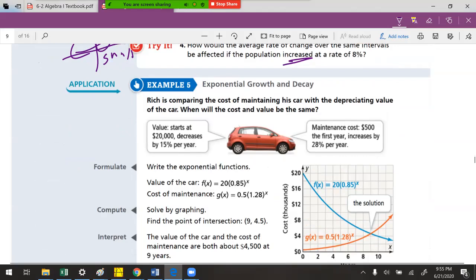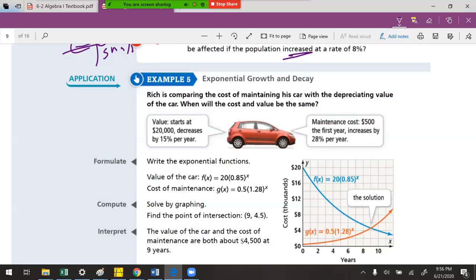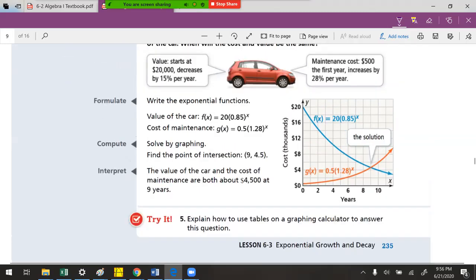Last one, okay? Rich is comparing the cost of maintaining his car with the depreciating value. You're starting at $20,000 and it decreases by 15%. The maintenance cost is $500 and it increases by 28%. So we need to graph those two functions. When they intersect is when they're both going to be the same. So at what year? It looks like around year 9, both the value of the car and the cost to repair it are going to be exactly the same.